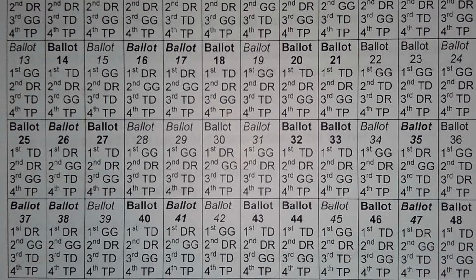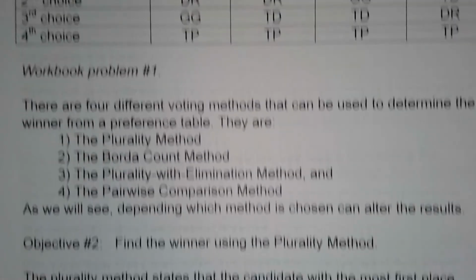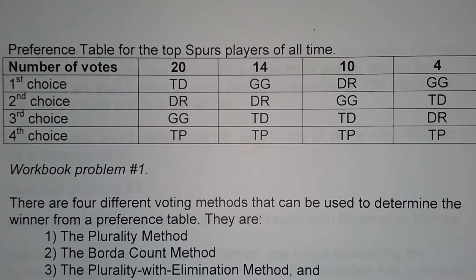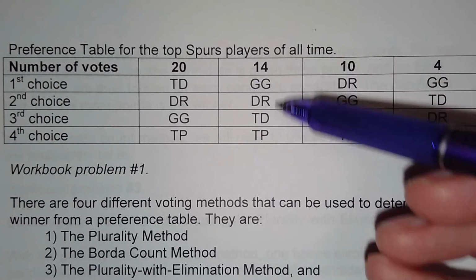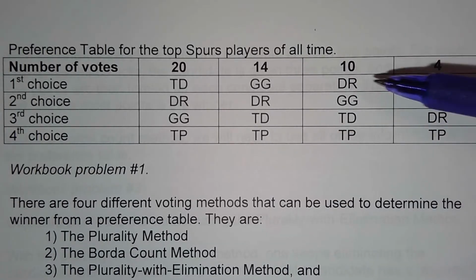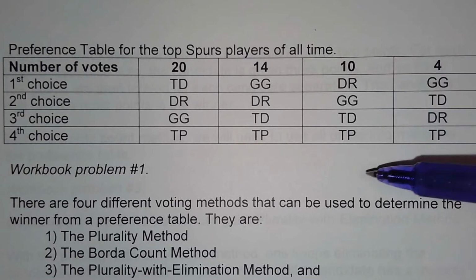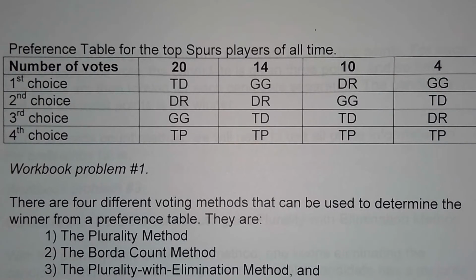We can then organize how often a particular ballot occurs in a preference table. There were 20 ballots that ranked the players this way. There were 14 that ranked the players this way, 10 ballots that ranked the players this way, and 4 ballots that ranked them this way.